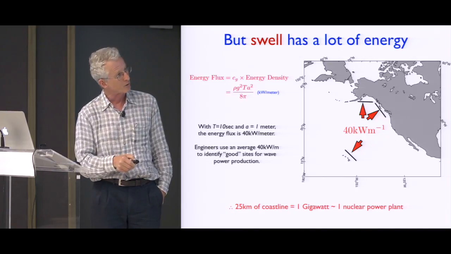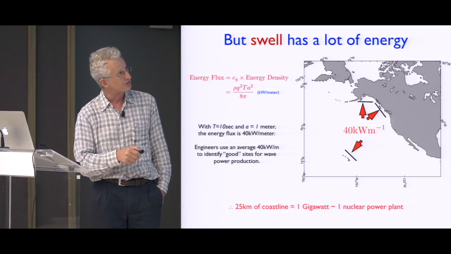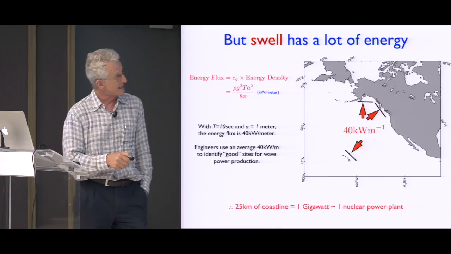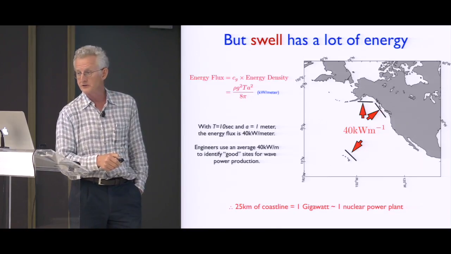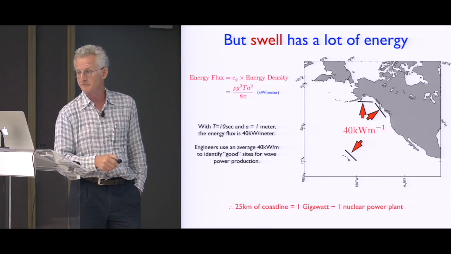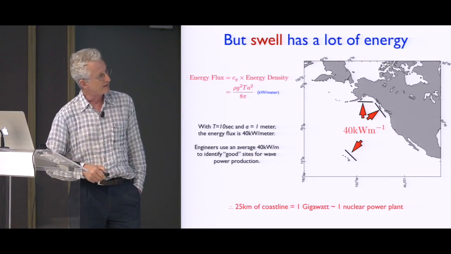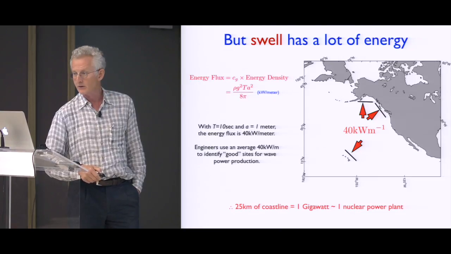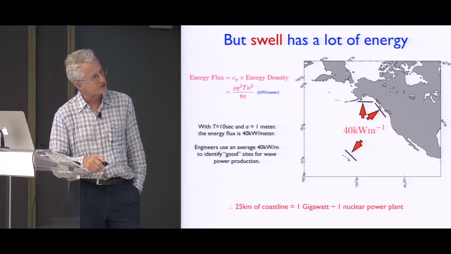So you can imagine wave crests coming into a beach here, and every meter of beach is receiving this much energy in kilowatts. And if you plug in the numbers with, say, a 10-second period and a 1 meter wave amplitude, which is nothing special, then the energy flux is 40 kilowatts per meter, okay? That's actually a lot of energy. For instance, that would mean that 25 kilometers of coastline is equivalent to 1 gigawatt, which is a nuclear power station, okay?